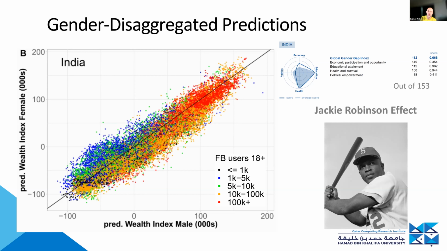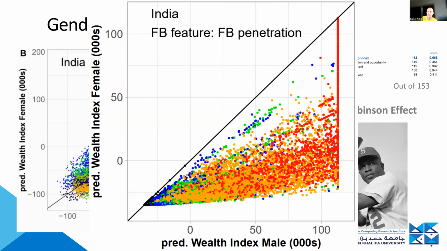So what can you do about this? Well, you can limit the features that you use in your model. For example, here I'm showing a prediction for a model that does not include the device type, like iOS, but solely uses the Facebook penetration. So what's the percentage of either men or women who are using Facebook? And only based on that feature it makes a prediction for the wealth index.